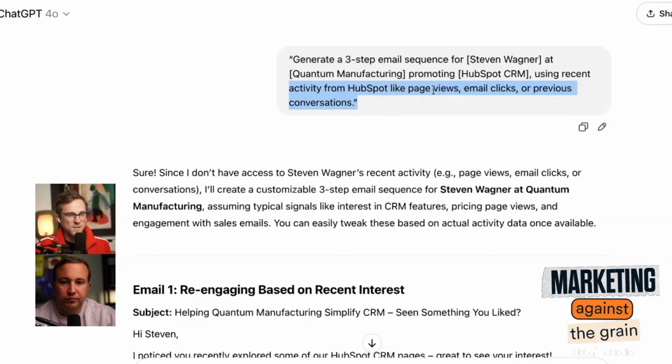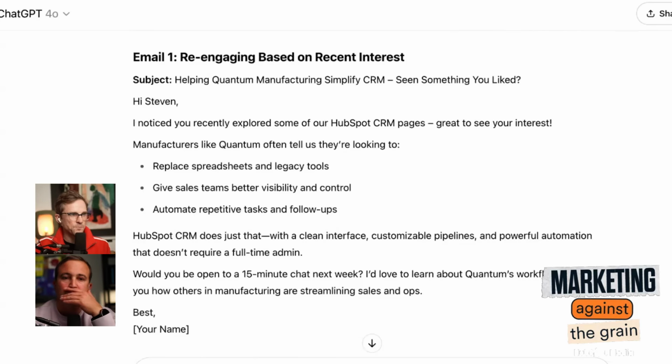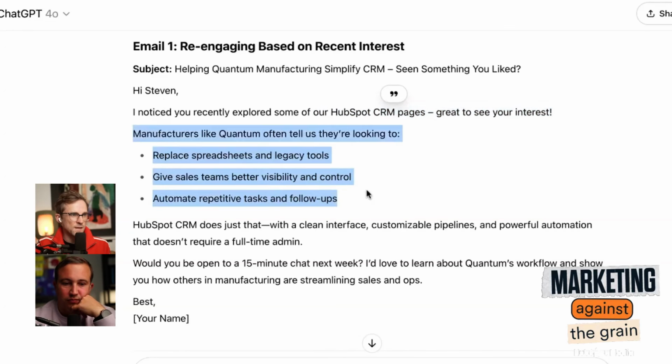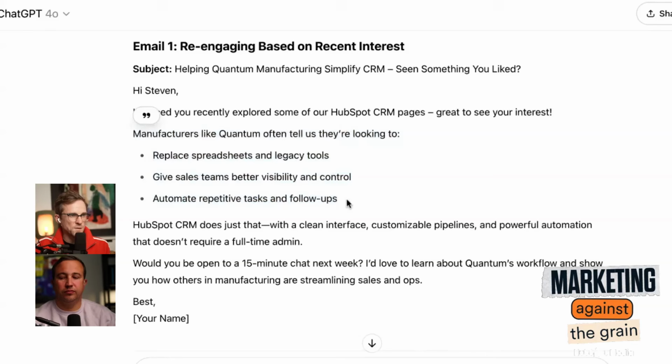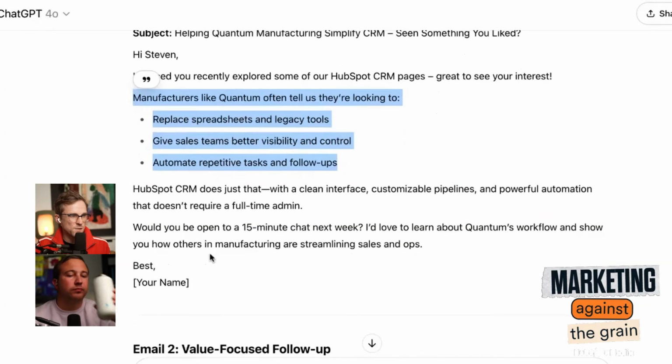And the engagement context can come from things you're clicking around with, or even your call notes, all of the things we're capturing within the CRM. And so it will put together this 3-step email. And it says here, I noticed you recently explored some of our CRM pages, right? Pretty cool, because it's going to be timely. Then it gives you manufacturing things like quantum. It gives you the actual value prop, which I think is pretty cool. So that's the first email.